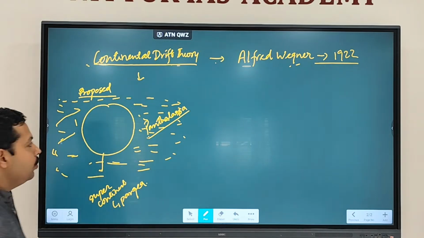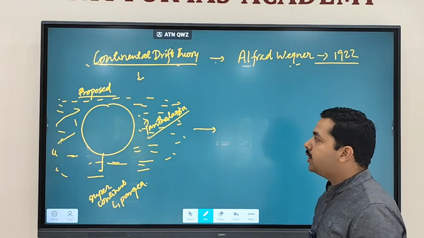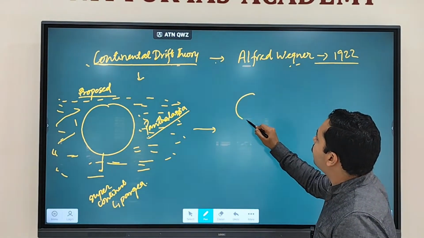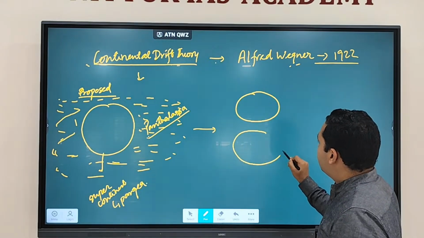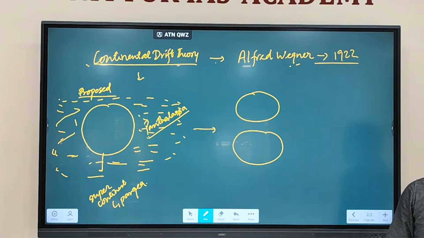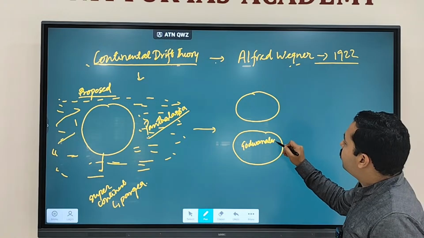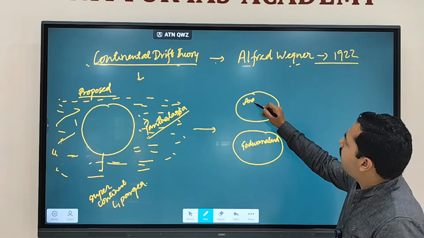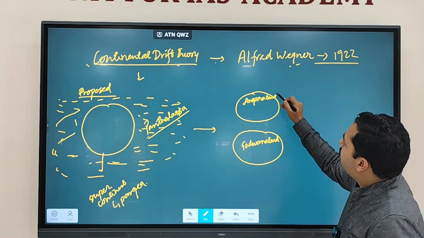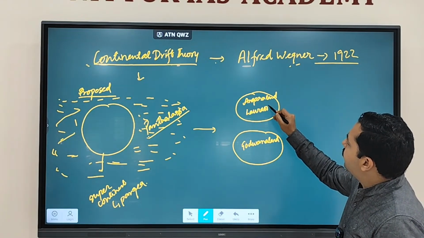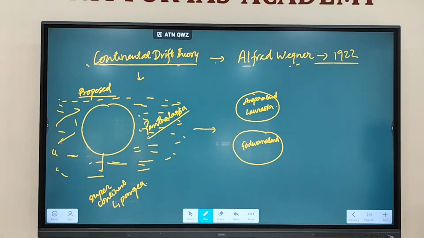Fine. Now he says that after a period of time, this Pangaea got broken down into 2 parts, and these parts are referred to as Gondwana land and Angara land, or Laurasia. Another term that has been used is Laurasia. So the supercontinent got broken down into 2 parts: Angara land or Laurasia, and the lower part, which is called Gondwana land.